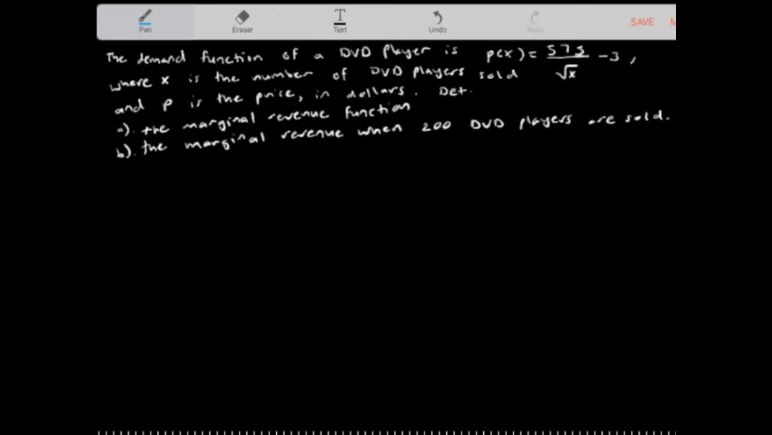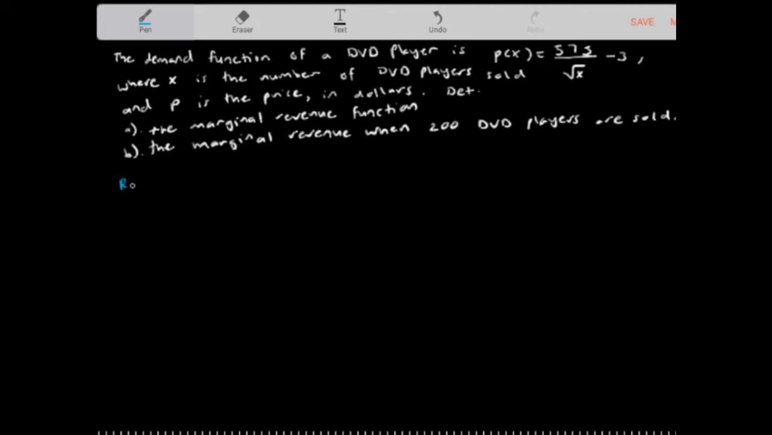Okay, so we're given the demand function, also known as the price function. We can understand that the price function is the unit price of a good, right? And the revenue is basically X times P of X. X is the quantity that's sold. Okay, so X is the units that are sold, right? Number of DVD players that are sold. And P of X is the price per unit. Okay? So what we want to do now is figure out the revenue function first.